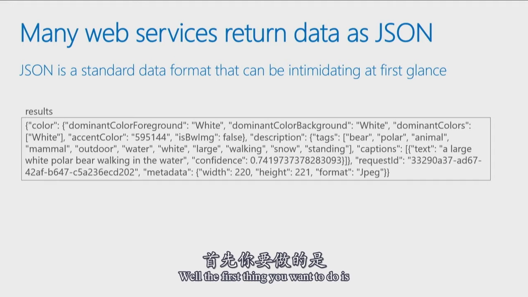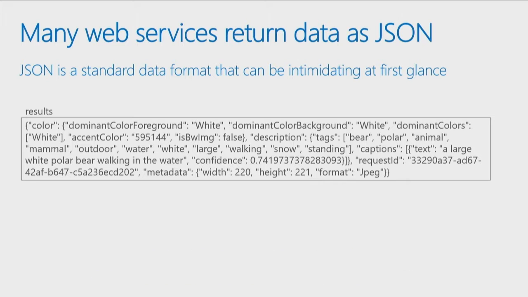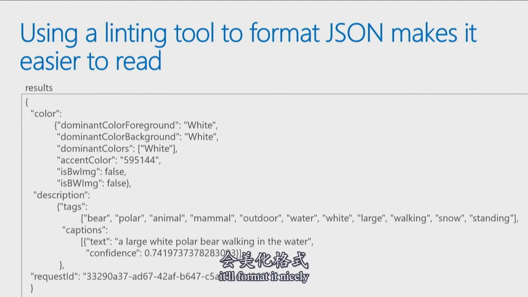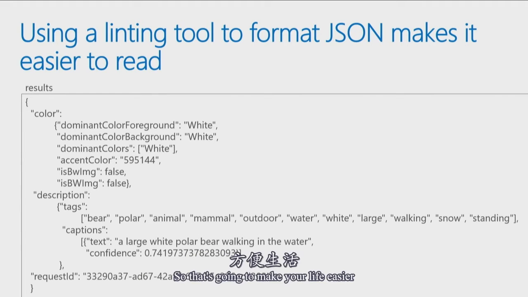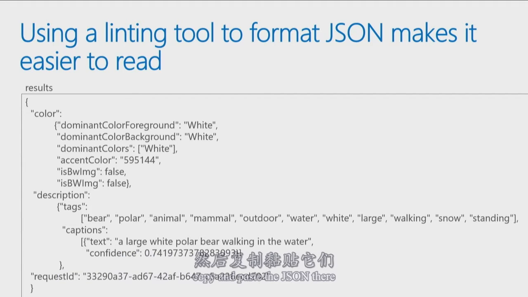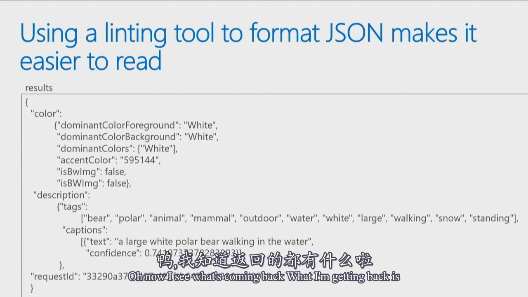Well, the first thing you want to do is, there's a whole bunch of websites out there called JSON linters, like lint you find in a dryer. What that will do for you is if you take some JSON and put it into a linter, it'll format it nicely so that you as a person have an easier time reading it. So that's going to make your life easier. It's the first thing I do when I get a chunk of JSON: go to a website that does linting, copy and paste the JSON there, and then I look at it and say, oh, now I kind of see what's coming back.